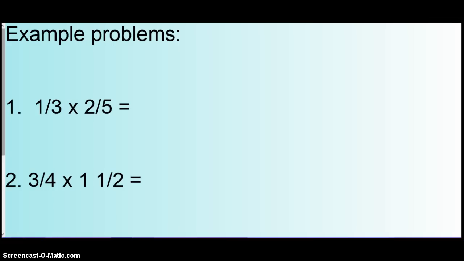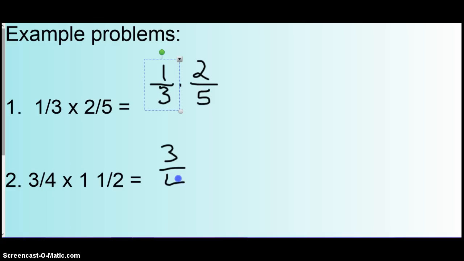Here are your example problems that I want you to do for next time. And I'm going to rewrite these in a more familiar format. When I type these out, they're a little difficult to write as a numerator over denominator. But it is 1/3 times 2/5, and the other problem 3/4 times 1 1/2.